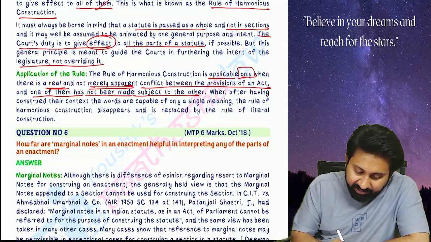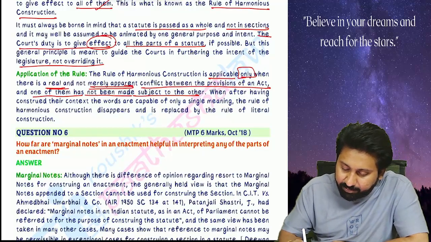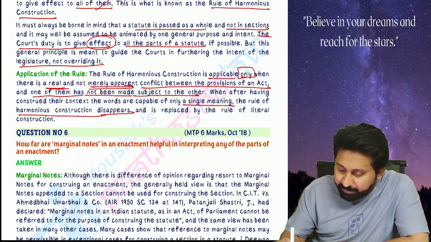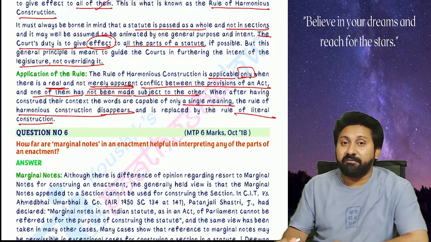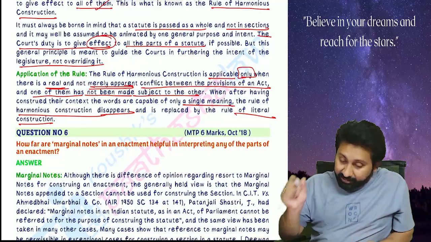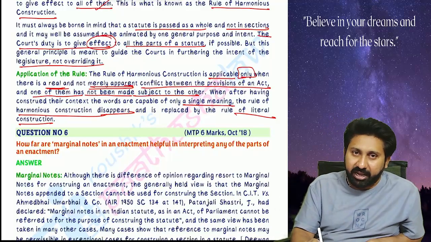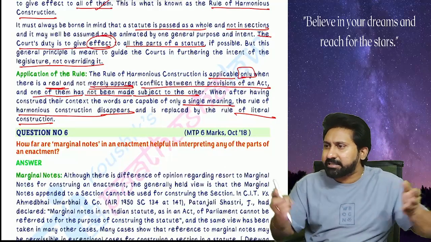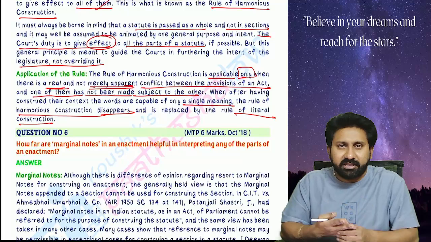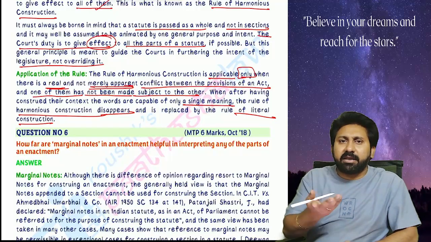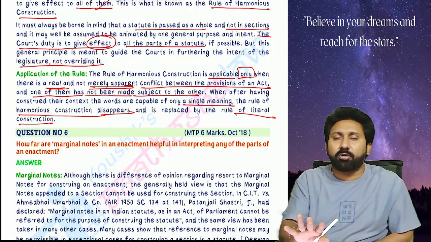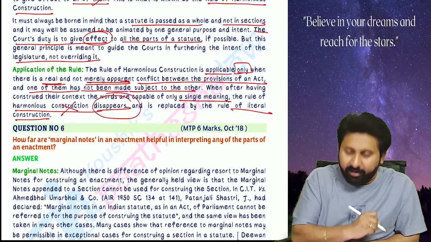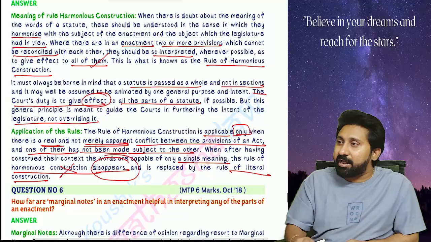When, after having construed in the context, the words are capable of only one single meaning, the rule of harmonious construction disappears and is replaced by the rule of literal construction. When there are two meanings that can come, only then harmonious construction has to be taken. If two sections are discussing two different subject matters, there can't be a conflict or inconsistency. Only one meaning can be given, then literal interpretation will apply, and harmonious interpretation will disappear.